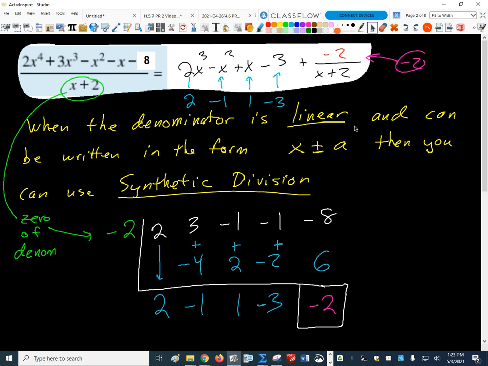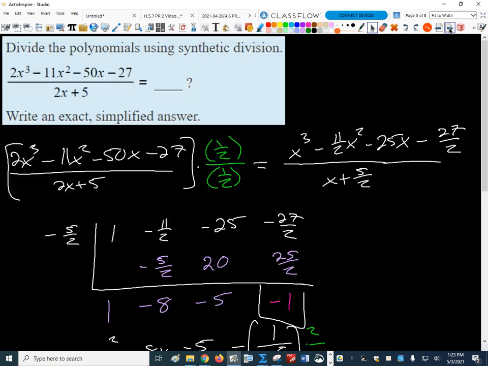When the denominator is linear and can be written in the form x plus or minus some number, we could just call that x minus k now. After today, we'll call it x minus k. Okay, then we can use synthetic division. And we even looked at an example, remember, where we had to rewrite the bottom. Remember this one? Where we had to divide both the top and the bottom by 2 so we could put it in the form x plus 5/2 so we could do synthetic division.